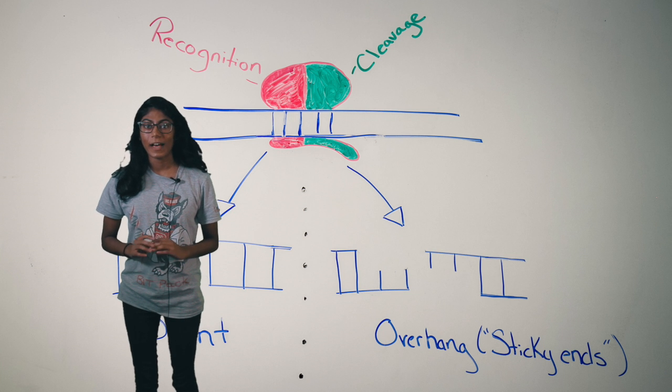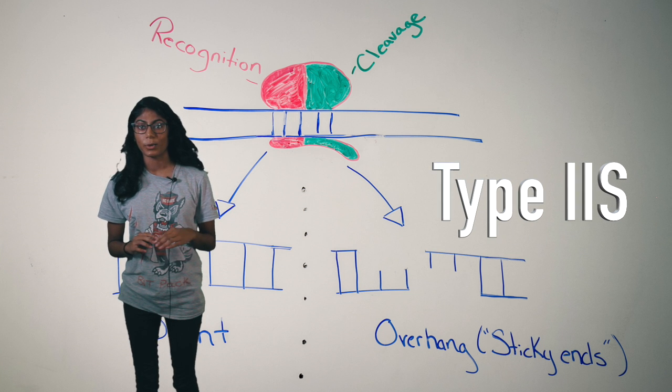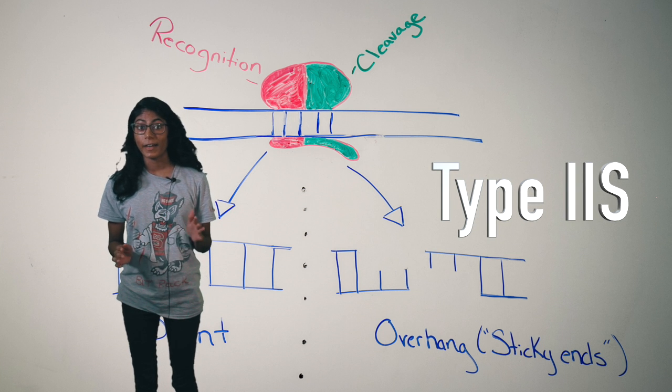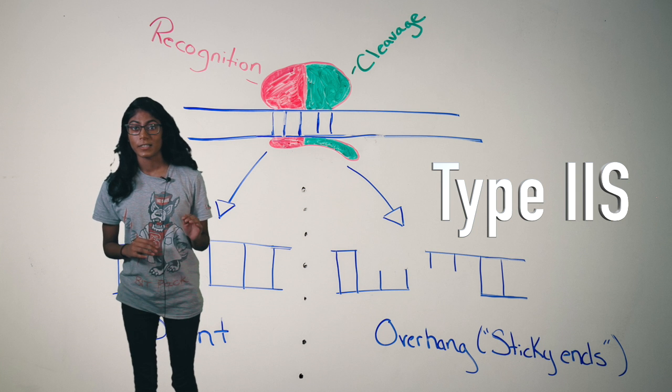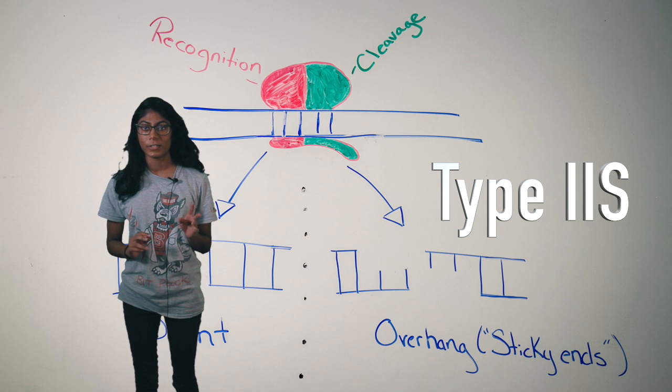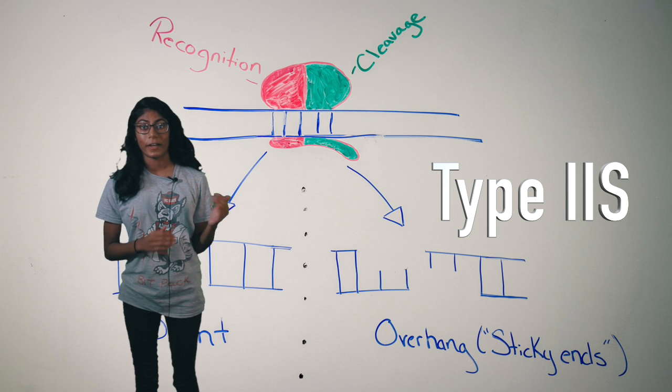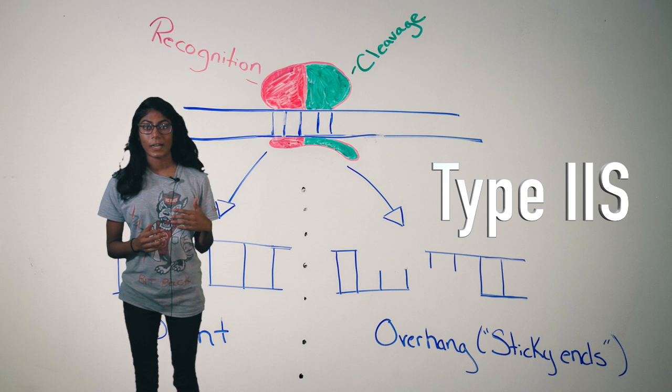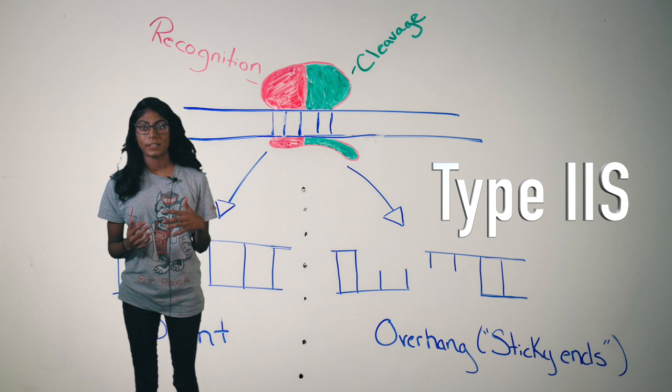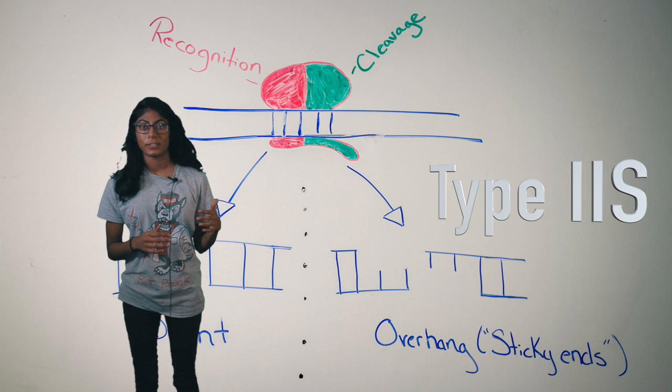So lastly, there is type 2S, which is what we will be focusing on today. The S stands for shifted cleavage. Type 2S enzymes have 2 different domains, one that recognizes the sequence and one that cuts. The unique thing about type 2S is that it cuts at a different location from the recognition sequence.